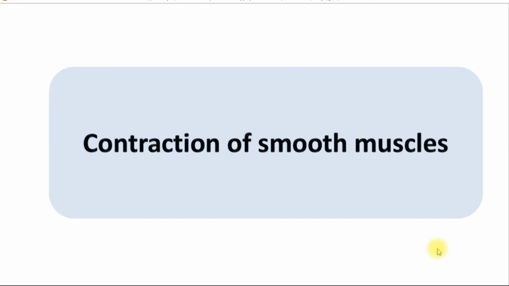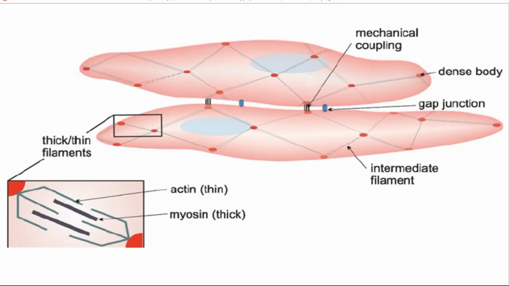And now we are going to the contraction of smooth muscles. You know that smooth muscles haven't usual structure of myofibrils, which are characteristic for skeletal and cardiac muscles. But let's look how contraction of smooth muscles is provided. So here we can see smooth myocytes, and they haven't usual myofibrils with transverse striations. But also they have contractive filaments, they have actin and myosin filaments.